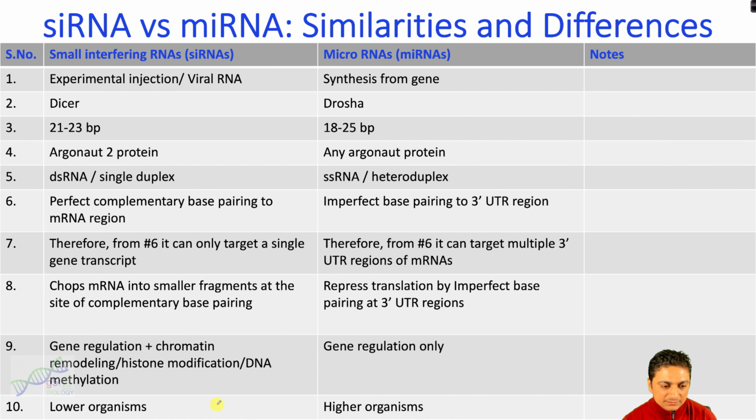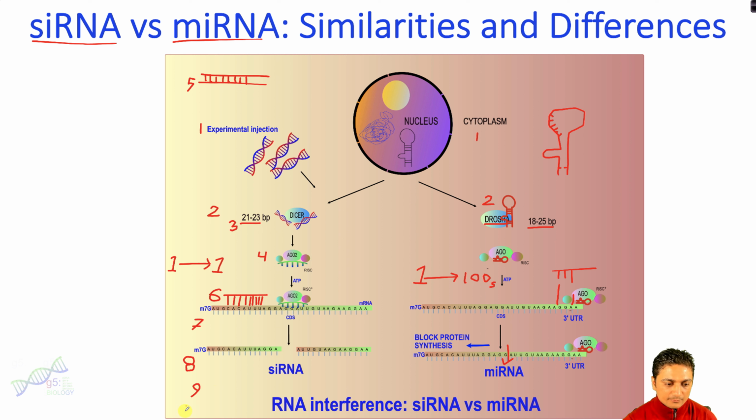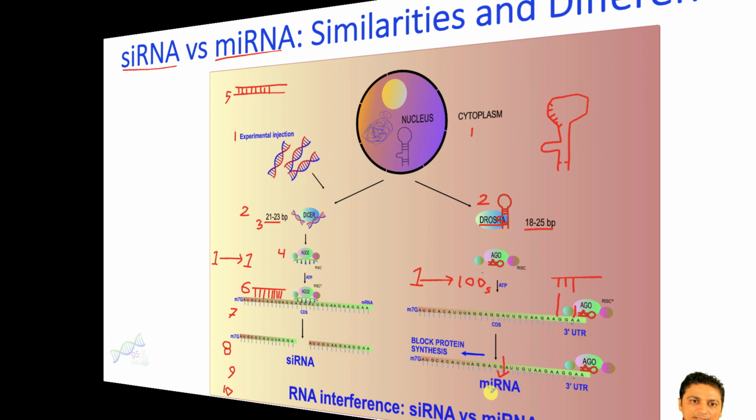And the 10th difference is going to be the organism where it is found. So this siRNA mechanism is usually present in the lower organisms, plants and animals, and this miRNA mechanism is usually present in the higher organisms, higher plants and higher animals. So these are the main differences and similarities between those two, siRNA and miRNA.